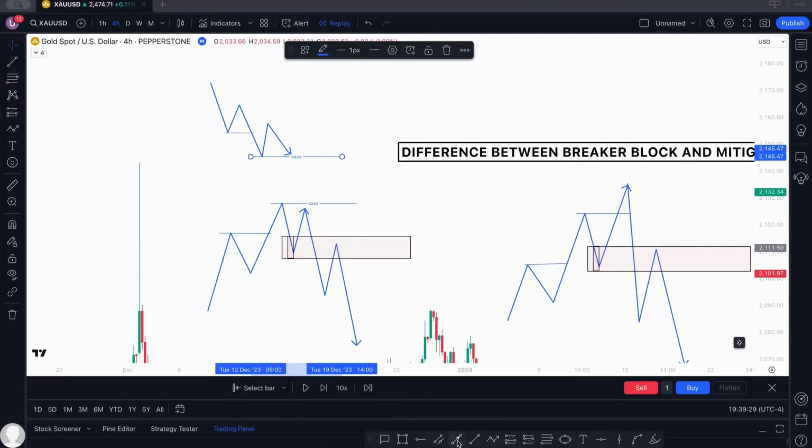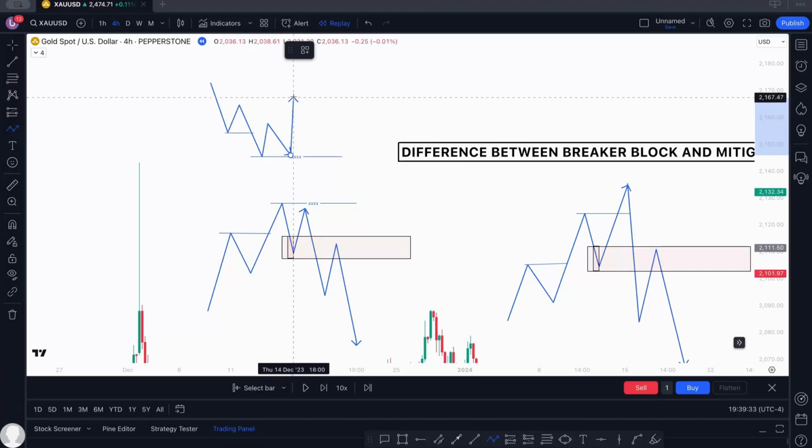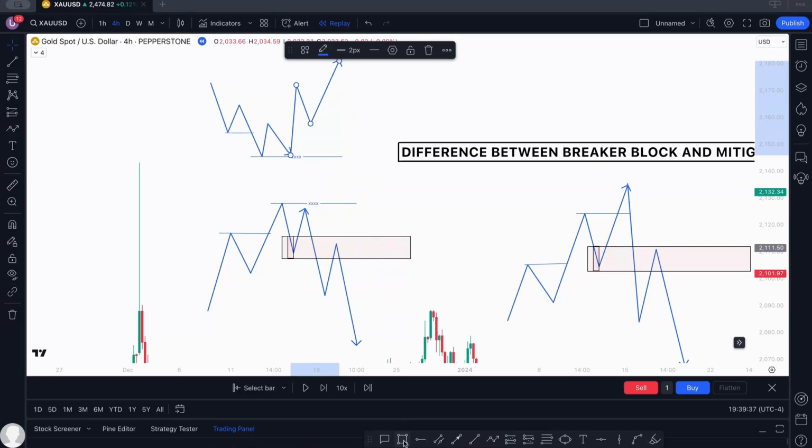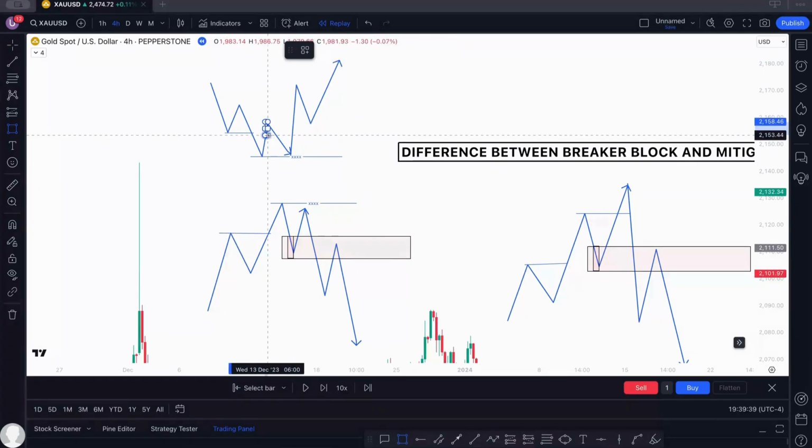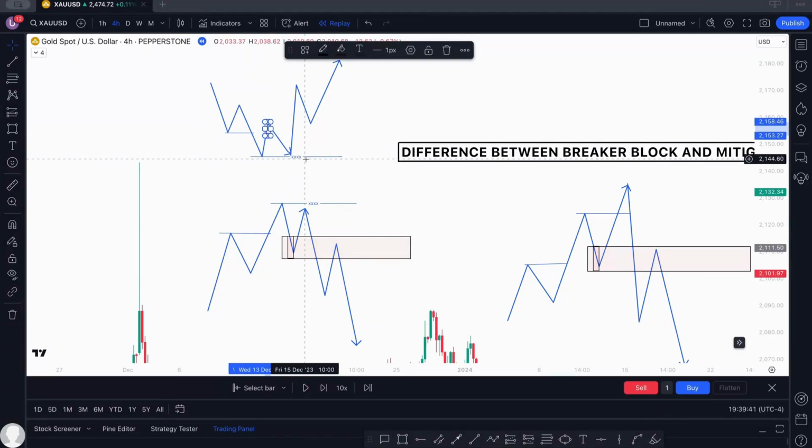Liquidity was not taken. Instead, market went up and violated this low that was here, came back for the entry here and continued its momentum. That is the other block that would have been created if market had broken this low. The market would have mitigated and continued in its direction.